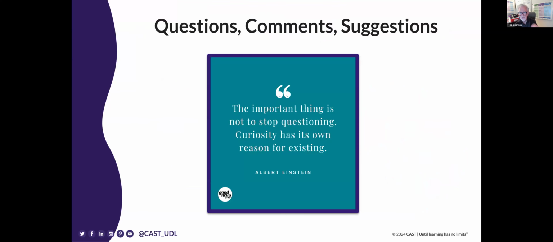And here's a quote to leave us with. The important thing is not to stop questioning. Curiosity has its own reason for existing. That's by Albert Einstein. So I hope we can leave you with the fact that you may be questioning this, but hopefully the curiosity will drive this to become the reason for existing.